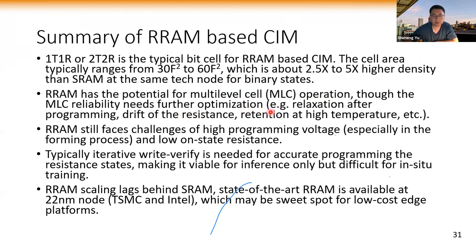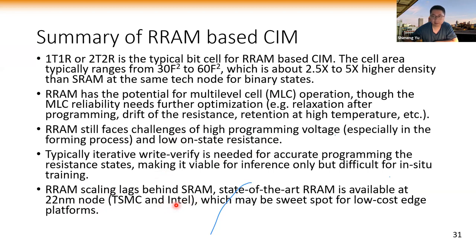But it may also suffer from relaxation and reliability issues, especially at higher temperature. RRAM also faces challenges in the high programming voltage and low, unstable resistance. So there's still room for technology improvement to meet better specs. One of the biggest challenges is that the latest RRAM technology is available at 22 nanometer, but SRAM is already available at 5 nanometer.